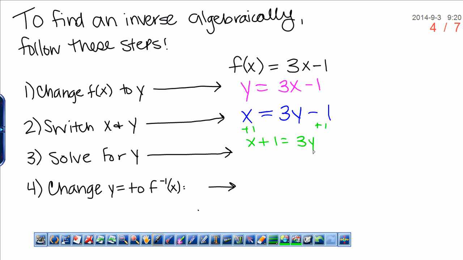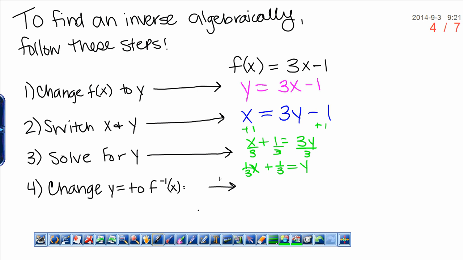And then what would I do? Divide everything by 3. Again, like I showed you in the warm-up, you can put it all over 3, or you can divide each one by 3. So would you agree that that's going to give me 1/3 x plus 1/3 is equal to y?